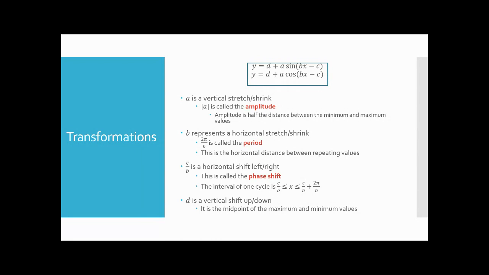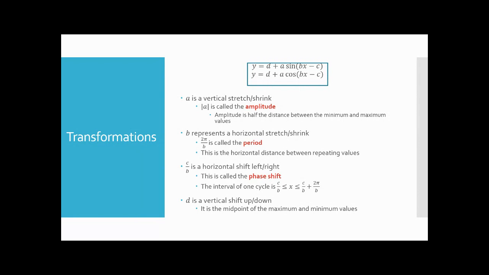So when I say that cosine is shifted from sine by pi over 2, that's a phase shift. And if you're trying to figure out what the interval is for one cycle, or basically the period, you can use that phase shift as well as the period to figure out where you start and then where it starts to repeat again.